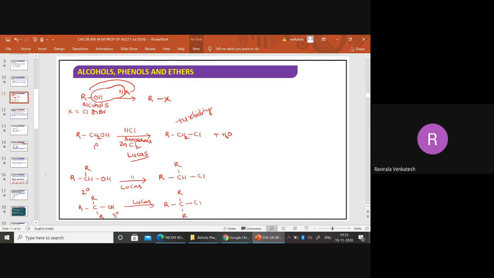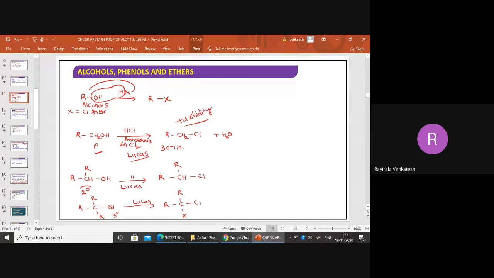And if I take primary, this turbidity does not form. Slowly it will form. Take half an hour, 30 minutes. For completion of this reaction, how much time is required? 30 minutes. 30 minutes it is required.